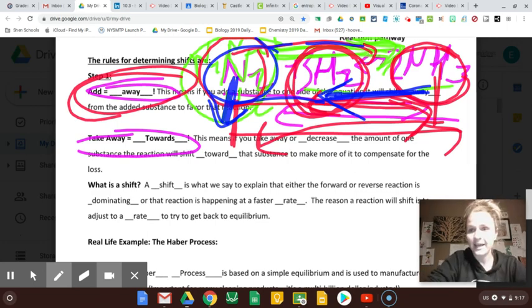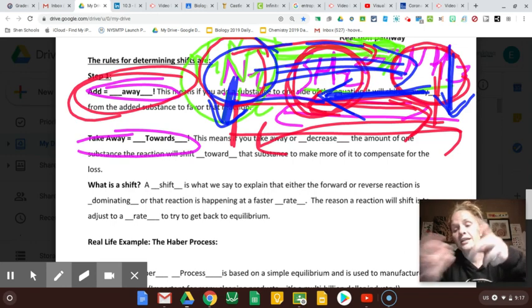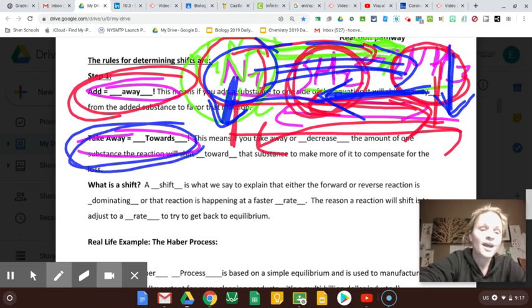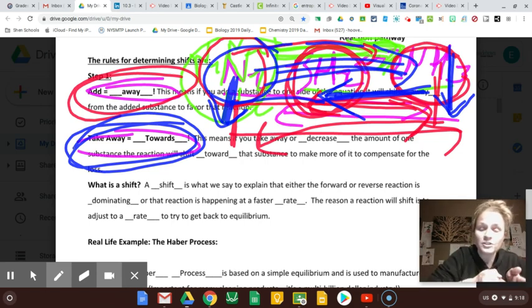All right, let's say I took away some NH3. Now you don't have as much NH3, so the reaction is going to shift that way to make more. And now you have less NH3 to get together to make these things, so the reaction is going to shift towards NH3 to replace it. So the rule for that is take away towards. So if you add, the reaction shifts away from you. If you take some of it away, then the reaction shifts towards that thing.